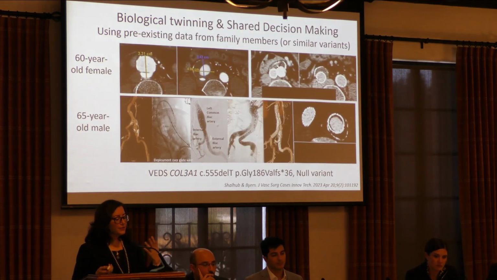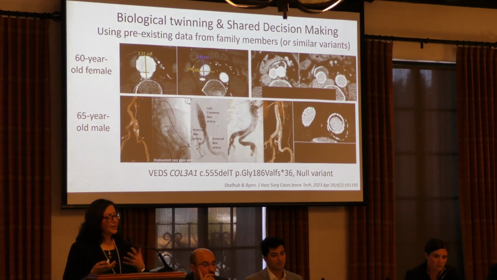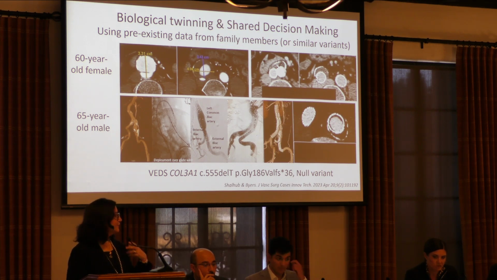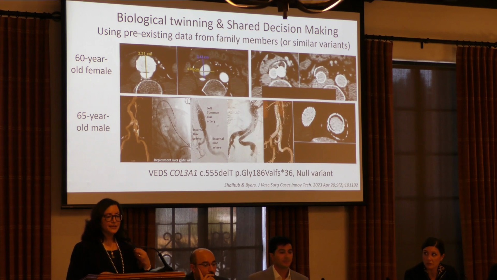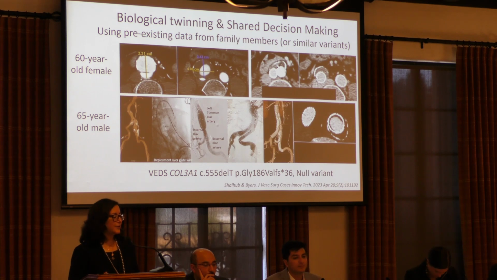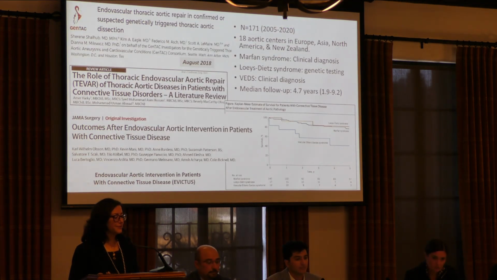This idea can also translate to what I call biological twinning, meaning if there's a family member or somebody who has the same variant who's had an operative repair, information from how that tissue handled is actually relevant to the related family member, similar to what you just showed in Cosmos, where it's people like me. If we can have that information, we can actually help guide patients to understand how their aorta will remodel post a stent graft or how it would handle from an open operation perspective.